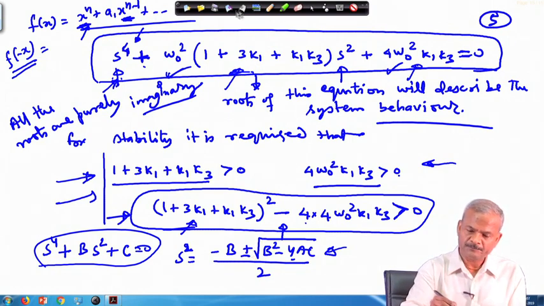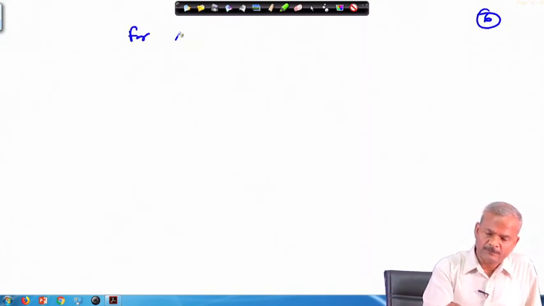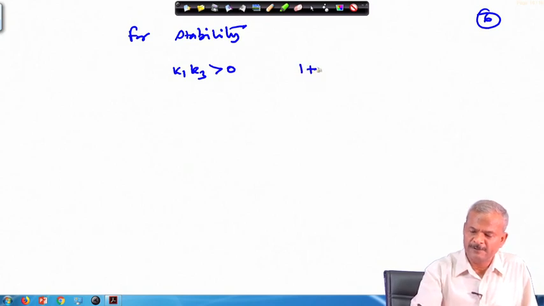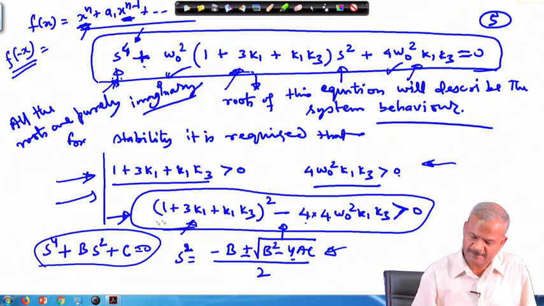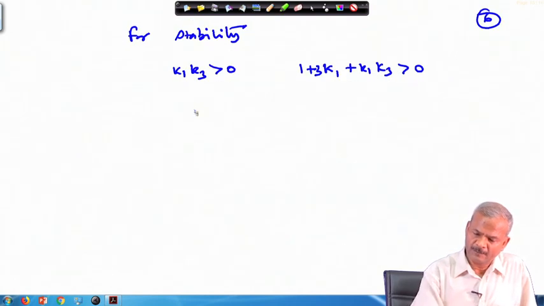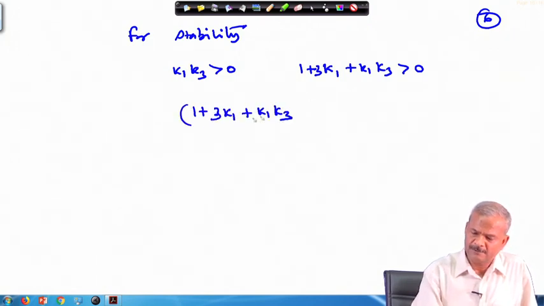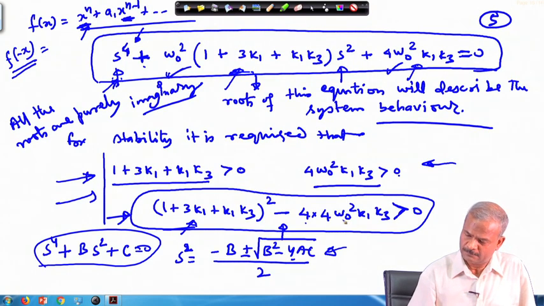So, in summary, for stability, this k 1 times k 3 must be greater than 0, then 1 plus 3 k 1 plus k 1 times k 3 must be greater than 0, and moreover this condition should also be satisfied: 1 plus 3 k 1 plus k 1 times k 3, this whole square must be greater than 16 omega 0 square.